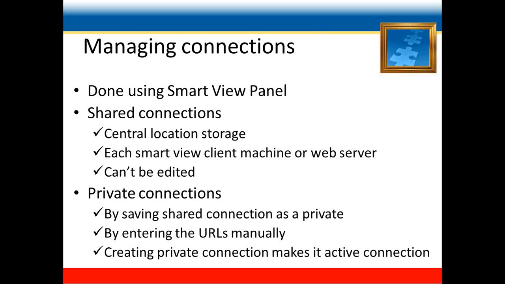The benefit of a private connection is that we can connect to a specific cube or a specific form of any data source directly. So we won't see all the list of cubes or forms that we might have in our data source. We can directly connect to the cube or database to which we want to connect using a private connection. Once we create any private connection, that connection is activated as soon as it is created.